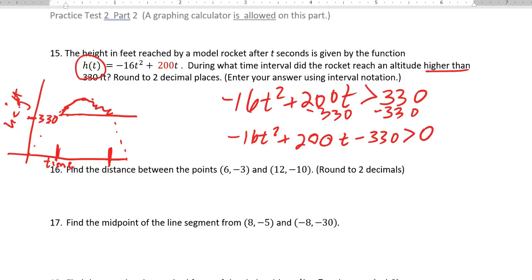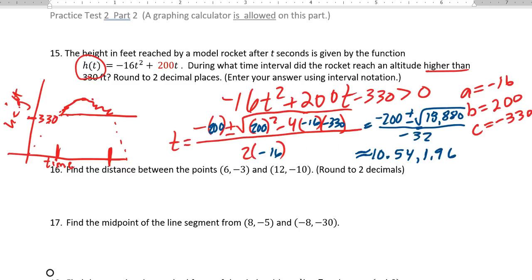Now, I could use the quadratic formula right now. I would say that A is equal to negative 16, B is equal to 200, and C is equal to negative 330. And so, using my quadratic formula, I found that my 2 times are going to be 1.96 and 10.54. But realize this is not the answer.